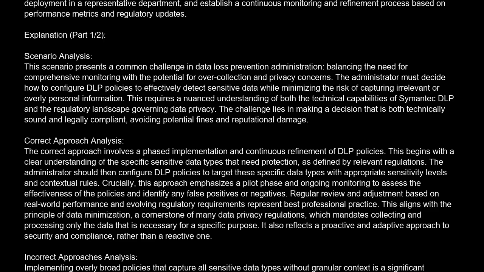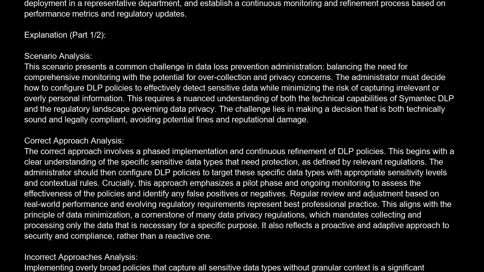Implement granular DLP policies that target specific sensitive data types with contextual rules, conduct a pilot deployment in a representative department, and establish a continuous monitoring and refinement process based on performance metrics and regulatory updates. Explanation. Scenario analysis. This scenario presents a common challenge in data loss prevention administration, balancing the need for comprehensive monitoring with the potential for overcollection and privacy concerns.